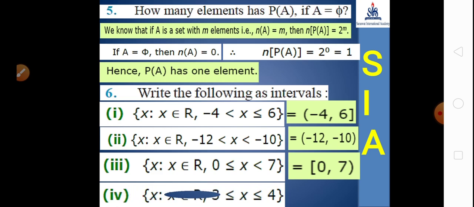And last one. 3 less than or equal to x less than or equal to 4. Students, here both numbers are counted. So both are represented in close brackets. 3 to close bracket, 4 to close bracket. Actually, these are easy examples given in your textbook to understand our interval forms. Next.